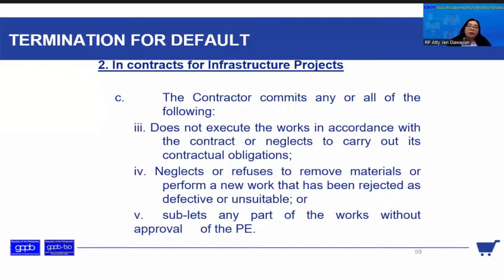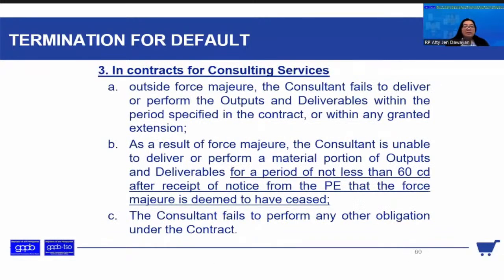And then fourth, he neglects or refuses to remove materials or perform a new work that has been rejected as a result of defective or unsuitable works, no? So for example, nakita na determined that he has to remove and replace certain items there for infrastructure project, pero ayaw niya. And then nagpasugpon siya without any approval by the procuring entity. So dapat po kumukuha siya ng approval, no? Under the rules.